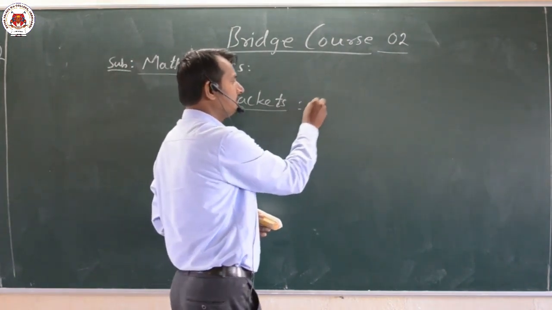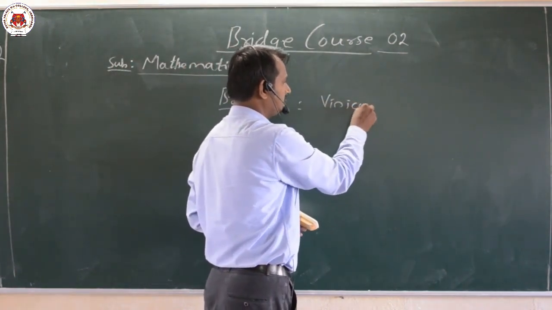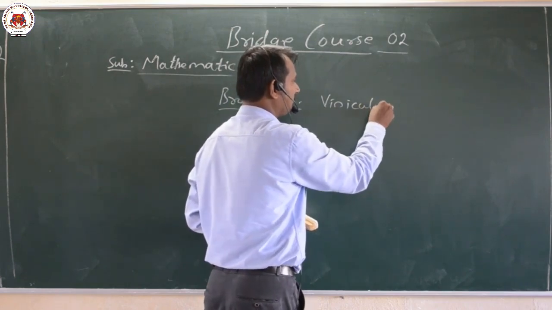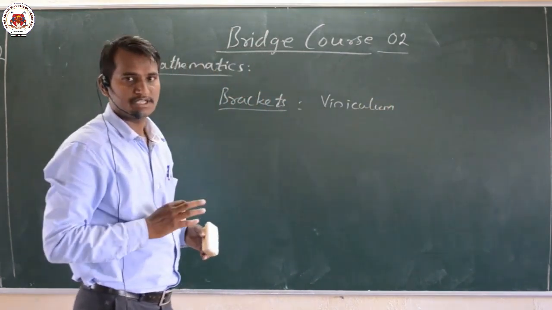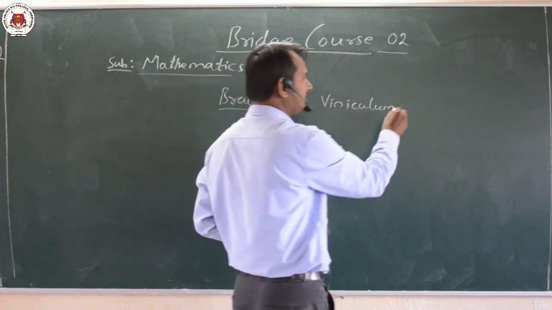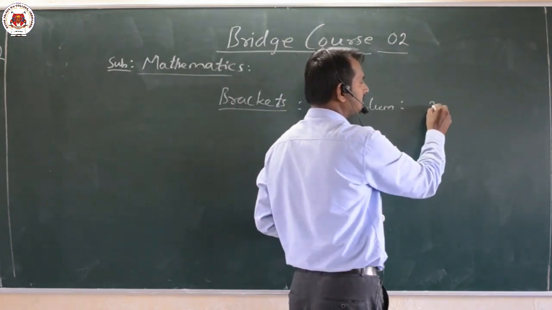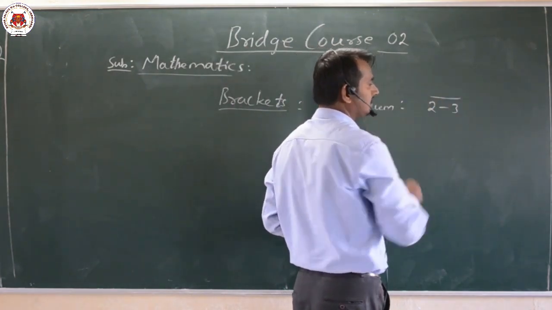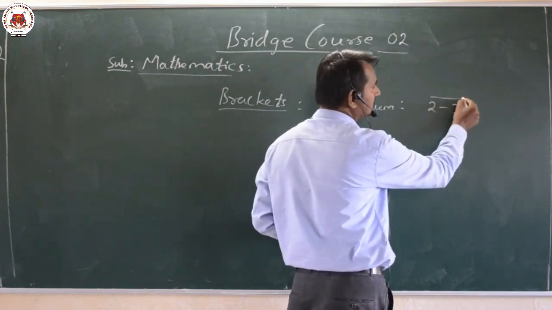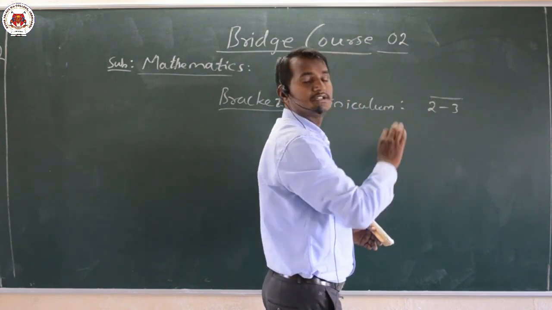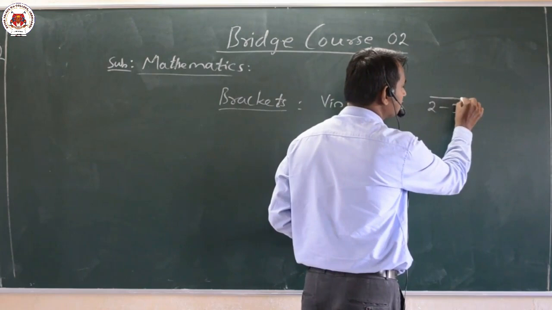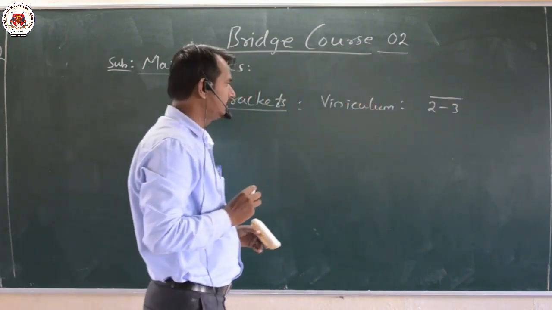The first one is vinculum. Nowadays we are not using it, but we will give an example. Vinculum means, for example, 2 minus 3, where we write a bar on it. That is nothing but a vinculum. This bar is the first type, vinculum.